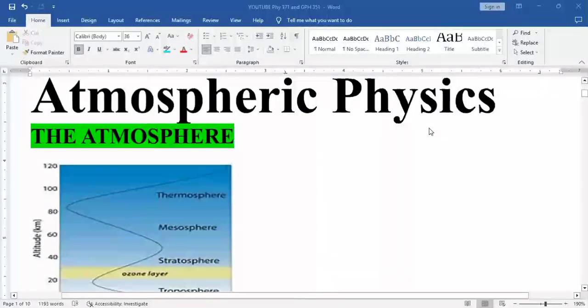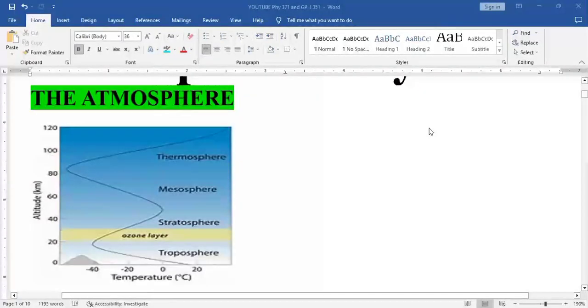Today we shall be talking about the topic atmospheric physics. But before we continue, we have to understand the meaning of the word atmosphere. The atmosphere is a gaseous envelope that surrounds the planet. As you can see from the figure here, it is subdivided into layers.